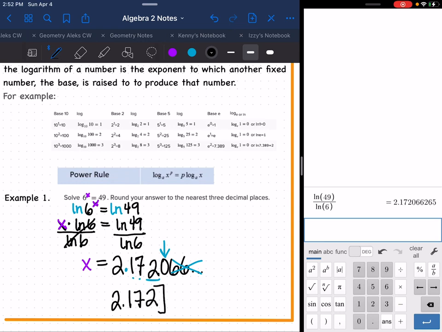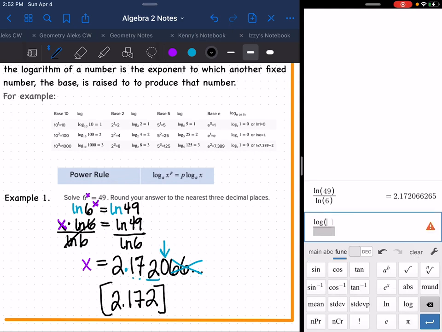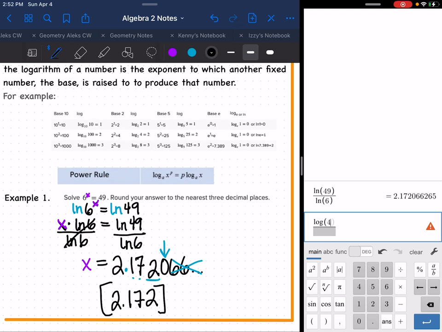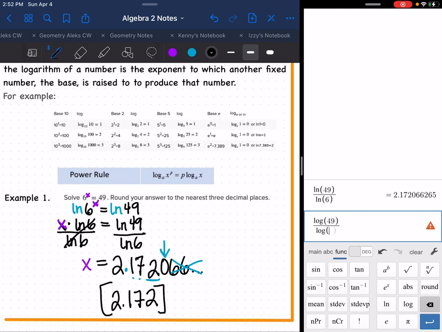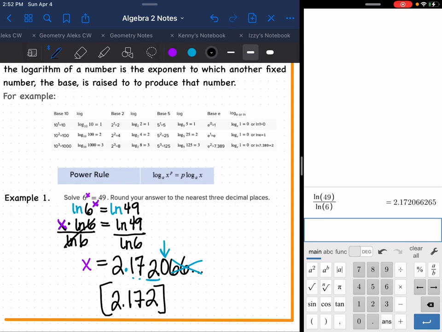There's my answer. Okay, and what you'll find is that if you use the log, you get the same answer. Since we have Desmos right here, we can quickly see that if we use the log of 49 and divide that by the log of 6, we end up with the exact same decimal. So it doesn't matter. It's totally up to you. It's just really your preference.